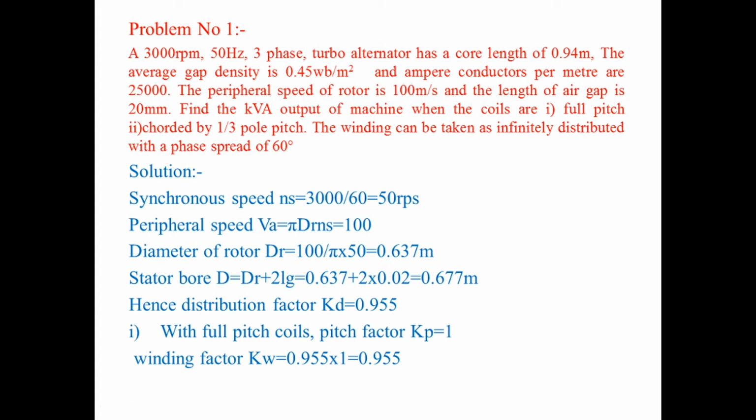This distribution factor is based on the phase spread of 60 degrees. In the initial classes we learned how to calculate the distribution factor based on the phase spread angle, that is alpha. It is sin(n alpha/2) divided by n sin(alpha/2), correct. Based on that equation we have the distribution factor as 0.955. Now in the first case it is given as a full pitch coil, so we take Kp equal to 1 and the winding factor Kw is equal to 0.955 into 1.